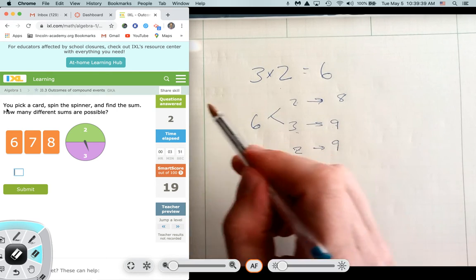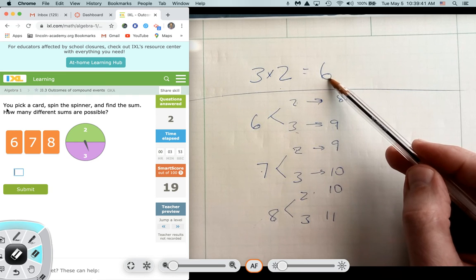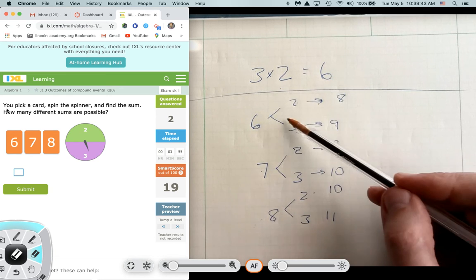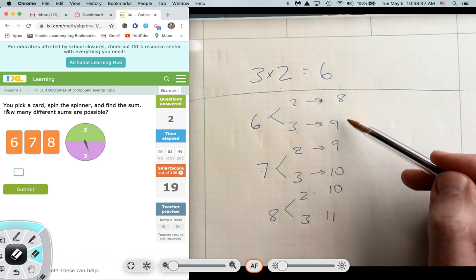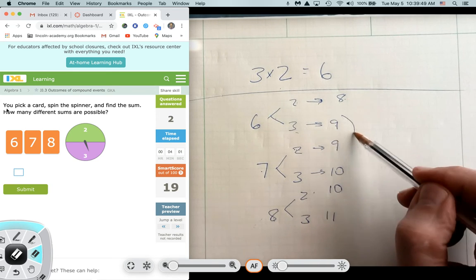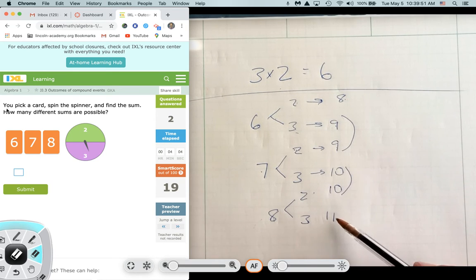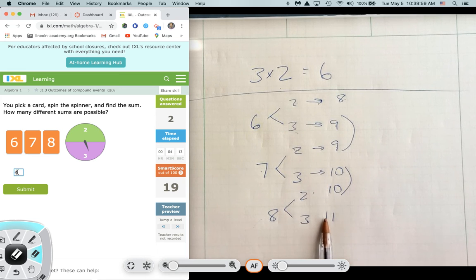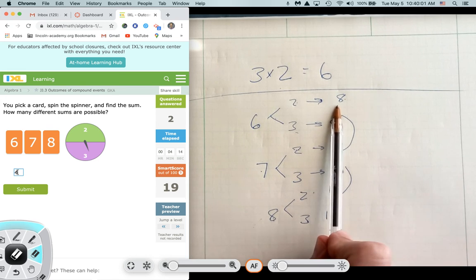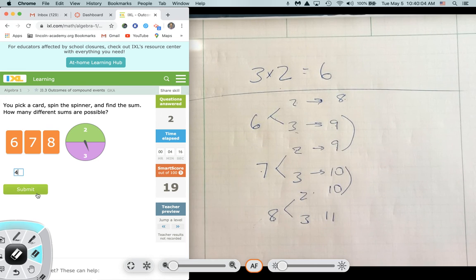So there isn't a total of 6 different sums, even though there's a total of 6 different possible scenarios or outcomes. There's actually only 1, 2, 3, 4 possible sums. So be very careful. The difference between the total number of outcomes, which is 6, and the unique outcomes. There's only 4 unique sums.